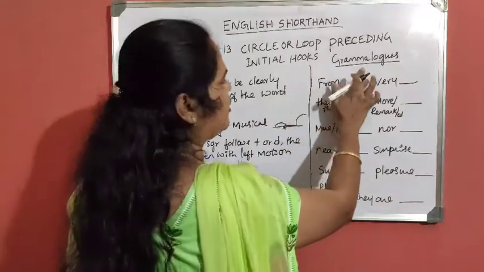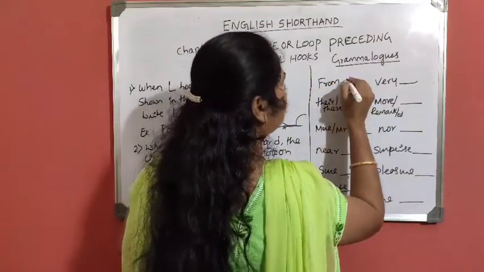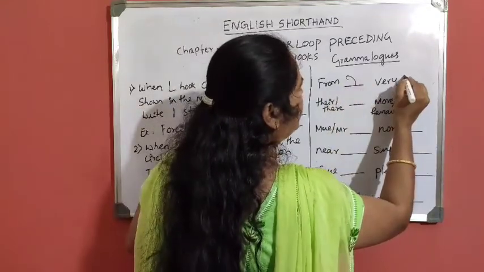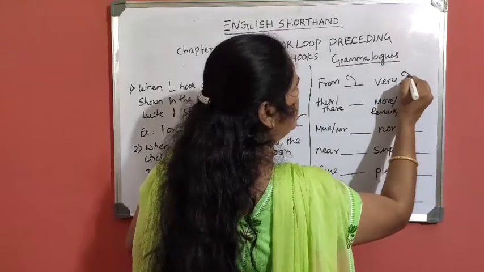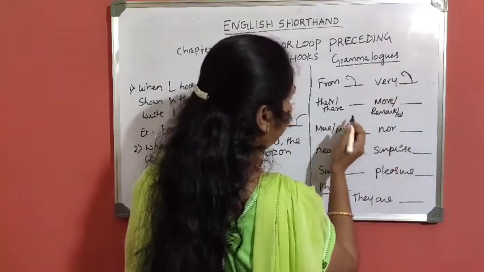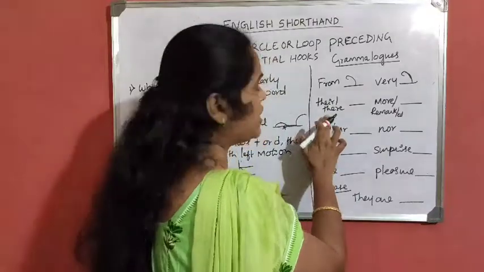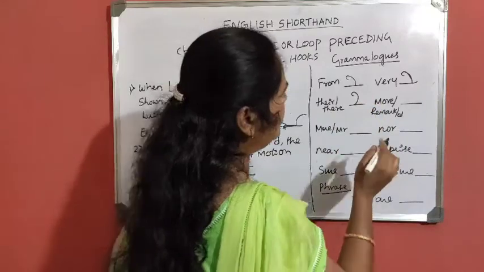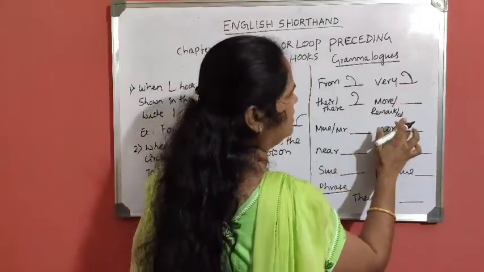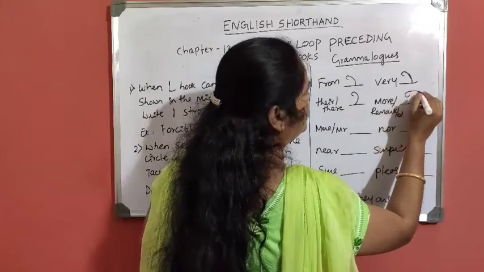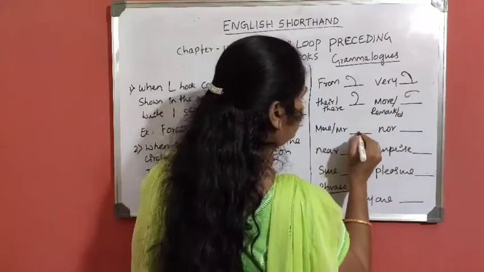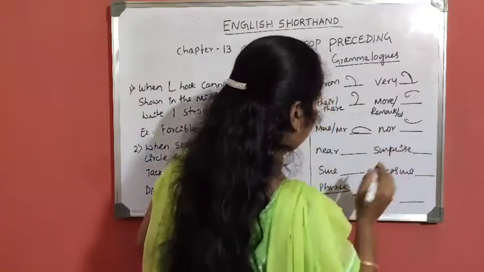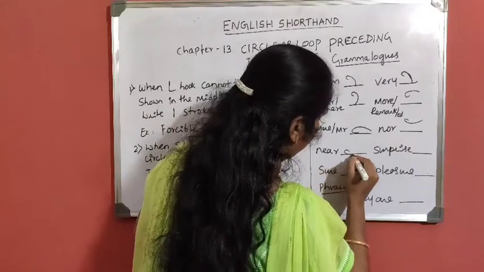Now we will see the grammalogues of this chapter. From, F with R hook on the line. Very, V with R hook on the line. There, T-H-E-I-R, there, or T-H-E-R-E, there, it with R hook. You have to write like this. More or remark, Mark above the line. Then near or Mr., on the line. Then nor above the line, nor. Then near on the line.